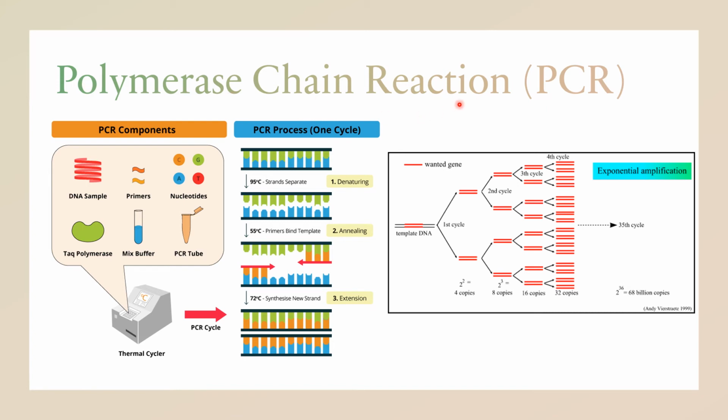What is a polymerase chain reaction? Polymerase chain reaction is actually an amplification method of a specific site of DNA. Alright, so what is required in a PCR reaction? You need your DNA sample. Your DNA sample here is going to be your DNA that you extracted from your banana callus. Alright, and then you need a primer.